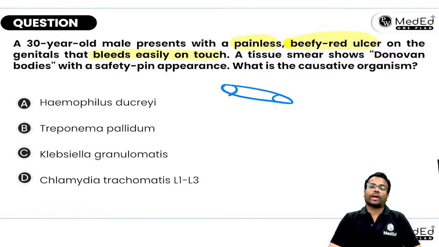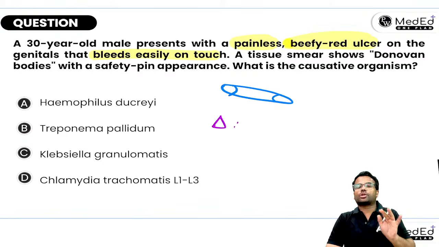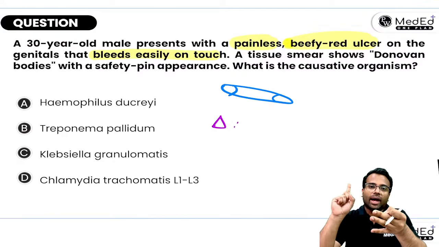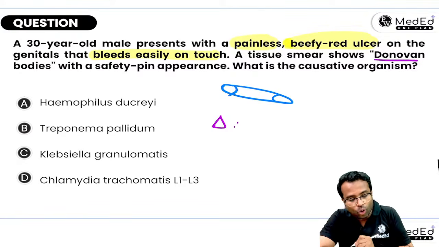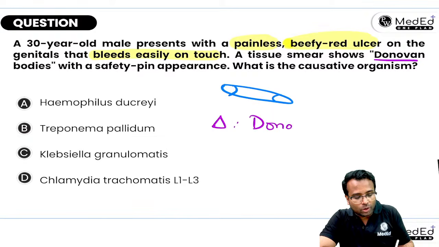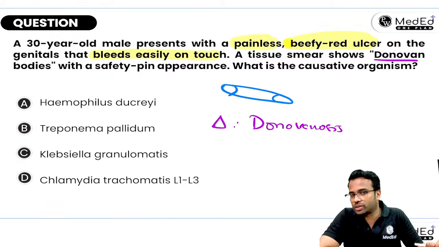What is the causative organism? Before we go into the causative organism, first tell me, based on these features, painless ulcer, red in color, and bleeds to touch, including Donovan bodies, what is the diagnosis here? The diagnosis should be donovanosis. Remember, donovanosis is also going to cause a genital ulcer disease. Now, what is the causative organism in donovanosis?